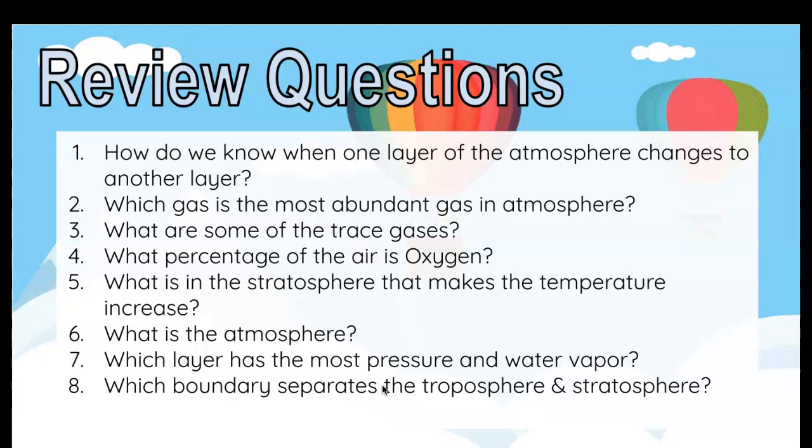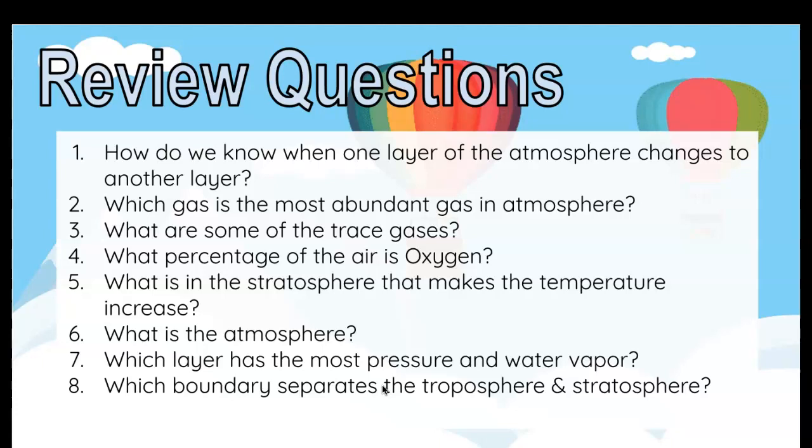Number 7, which layer has the most pressure and water vapor? So think about water vapor. That's when water turns into a gas. You know, when gases turn back into a liquid or they condense, they form clouds. Clouds are part of weather. Weather happens in the troposphere. Okay, so it's the troposphere that has the most pressure and the most water vapor.